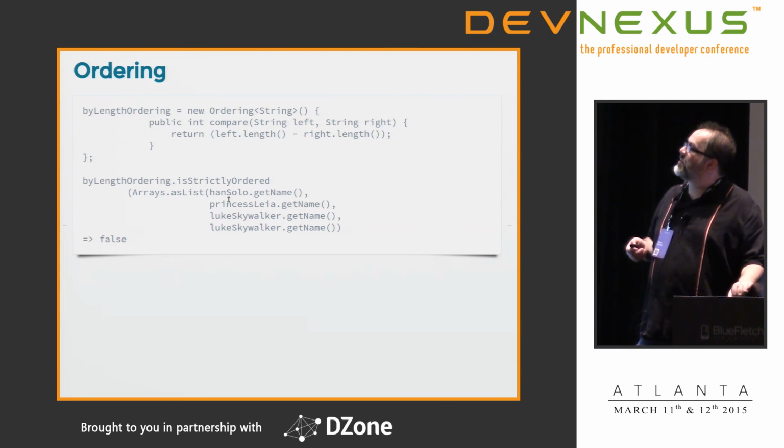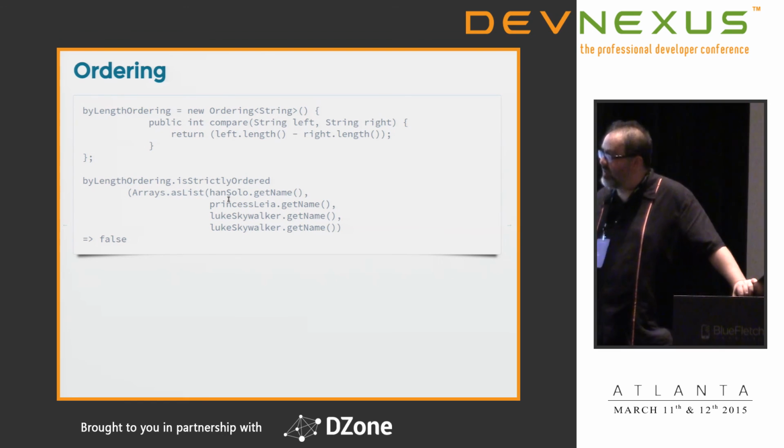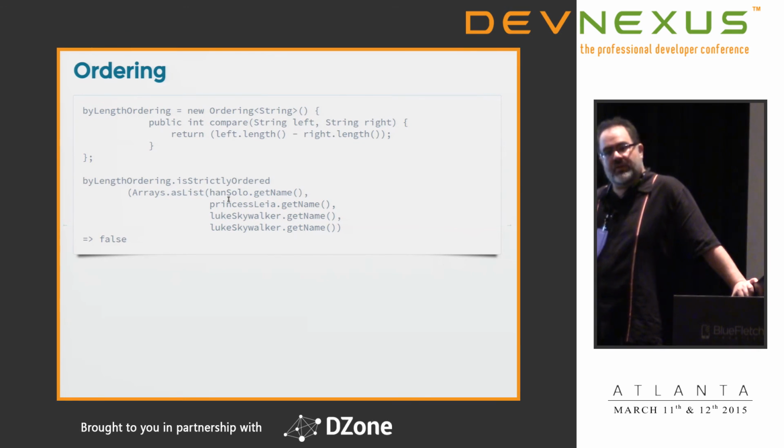Okay. Here's a Star Wars character again. Remember, this is natural ordering. So if I wanted to determine the natural ordering from this and do a sort, I can do so by calling ordering.natural, do a sorted copy, and I'll get the sorted copy from it.